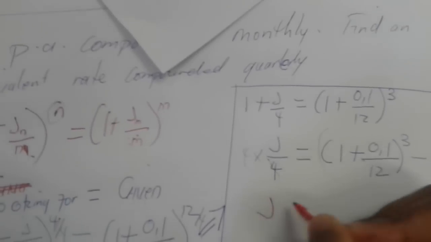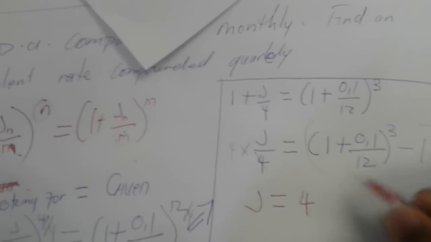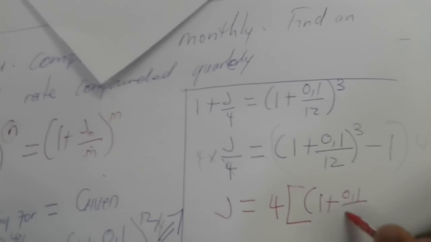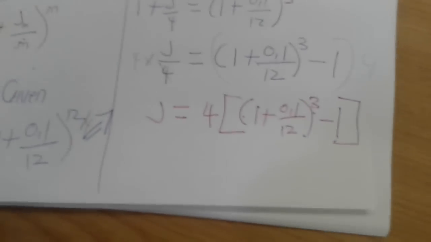Your answer is going to be, because the 4 will cancel with the 4 and you're left with j, j is equal to 4 times, open the bracket, 1 plus 0.1 over 12 to the power of 3 minus 1, close the second bracket, then you get your answer. But as usual, your answer will be a decimal. For you to make it a percent, multiply by 100. I think by now you know that.